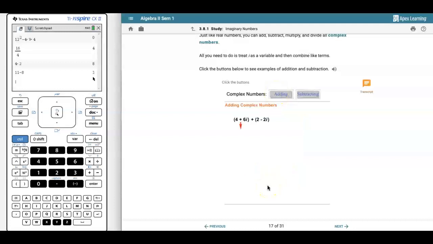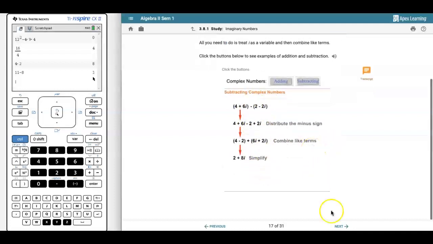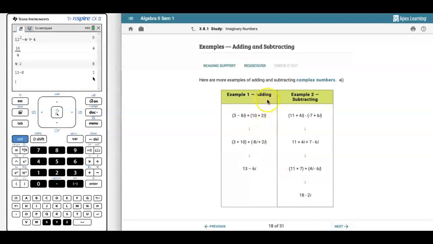When we're adding complex numbers, you just combine the like terms, you simplify, and then you call it a day. That's how we add complex numbers. You're going to do the same thing for subtracting. You're still going to distribute the minus sign, combine the like terms, and then simplify. Distribute, combine, simplify. So here's a more broken out version if you want to see that on your own. For this one, straightforward: rearrange, simplify. For this one: distribute, rearrange, simplify.